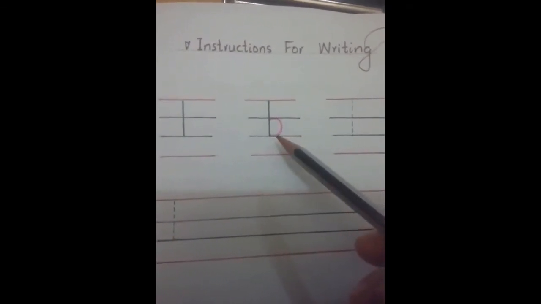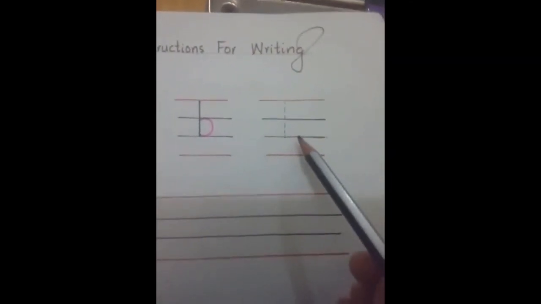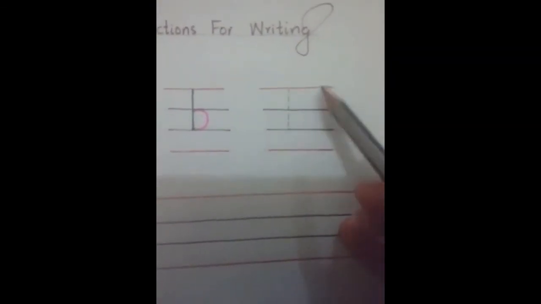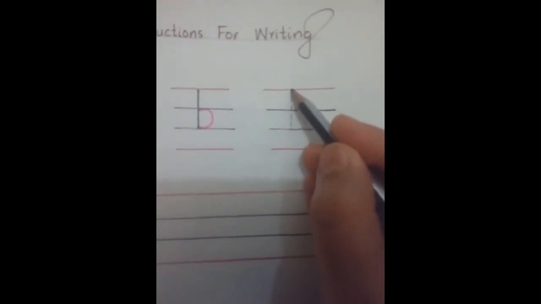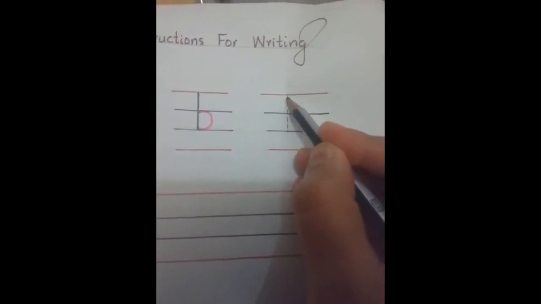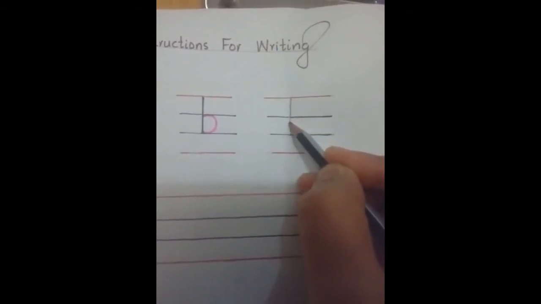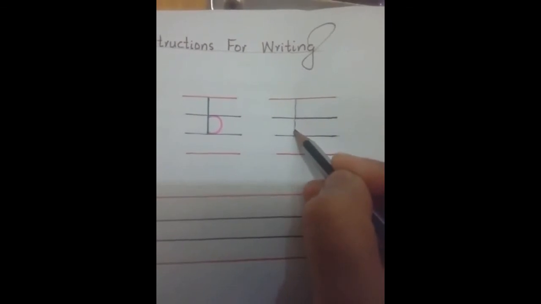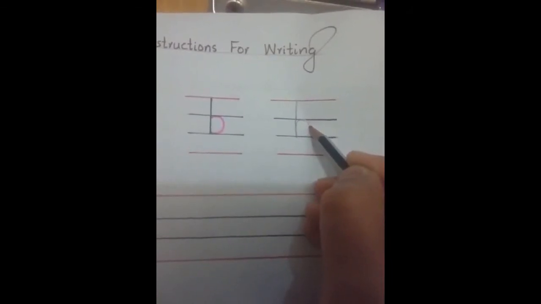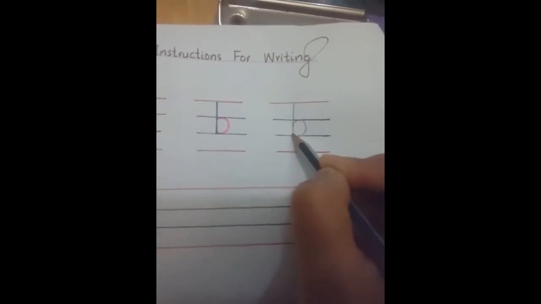B. Okay. Now here, first of all, you will trace this B just like me. Okay. Now put the pencil on the top line. Now you will connect all the dots in proper way like this. Yes, now overlap it. Very good. And make a clockwise half circle. This is letter B. This is small b.